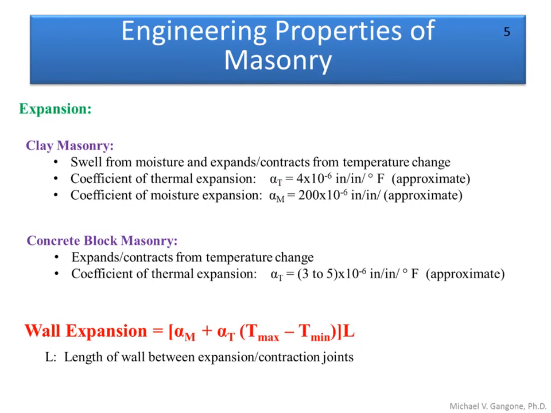With concrete, it's a little bit different. Concrete is not as susceptible to water as clay is, so it doesn't swell like clay does when it takes in water. As a result, we don't have a moisture coefficient like we have with clay. We just have a temperature coefficient. So I can actually calculate how much expansion and contraction a masonry wall will undergo if I know those two coefficients, I know a change in temperature, and I know the length between expansion and contraction joints in a wall.